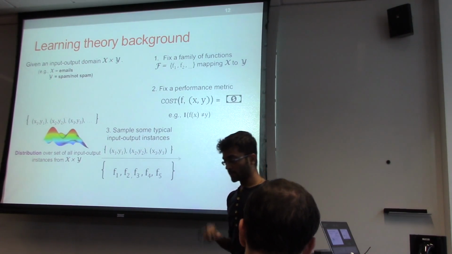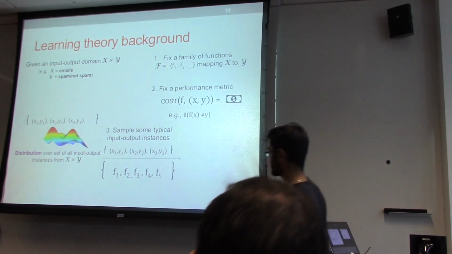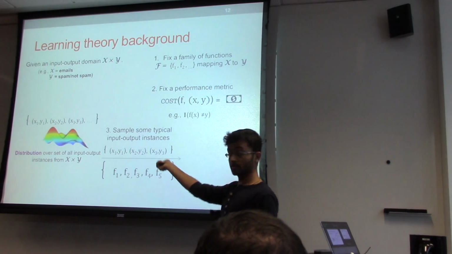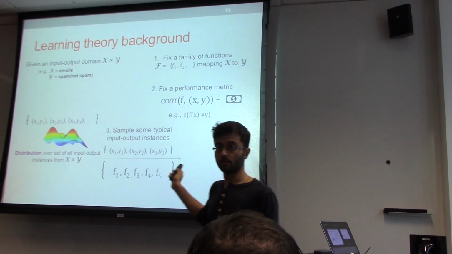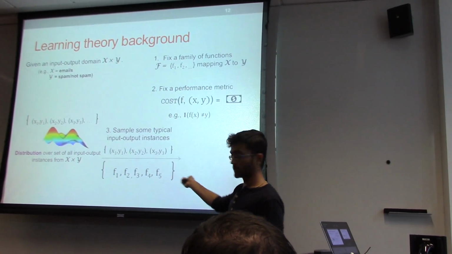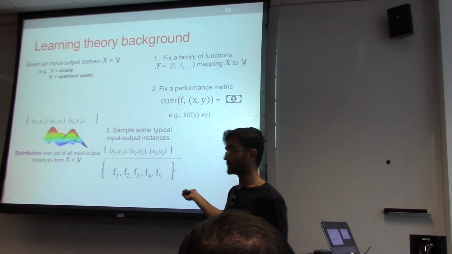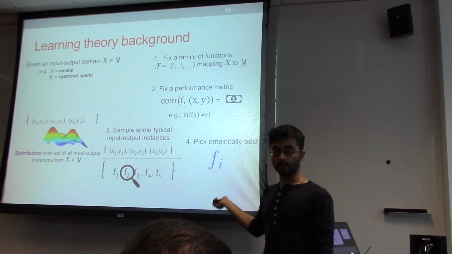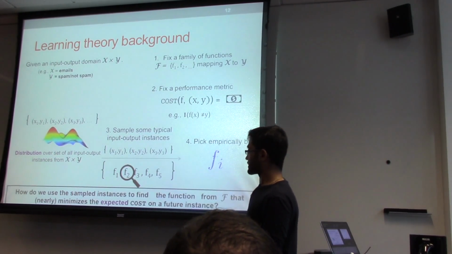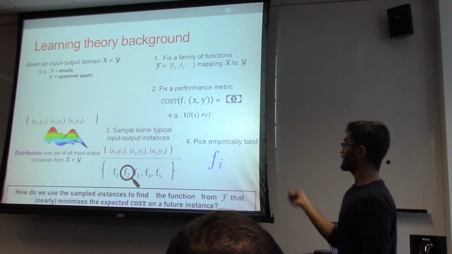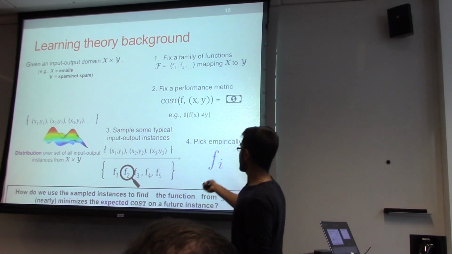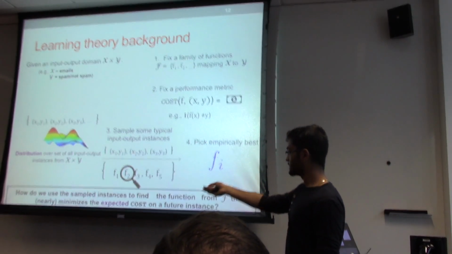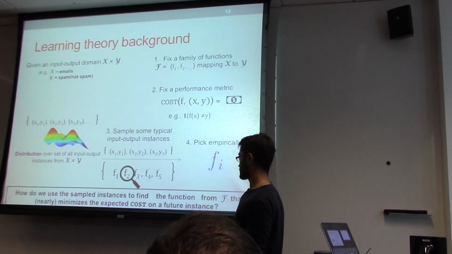And in order to pick the best function, since this distribution is unknown, I would pick some typical email label pairs, and I will look at all my proposed mappings between emails and labels, and I'll pick what is empirically the best. And the question here that I would ask is, how do I use these sampled email label pairs to find the function from F that nearly minimizes the expected cost on a future instance?